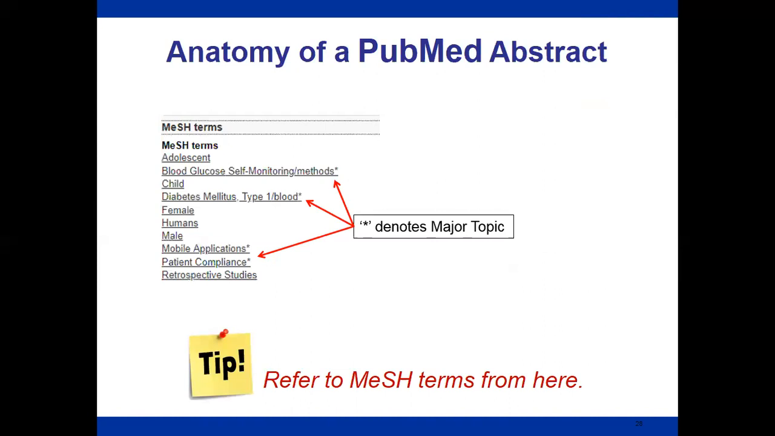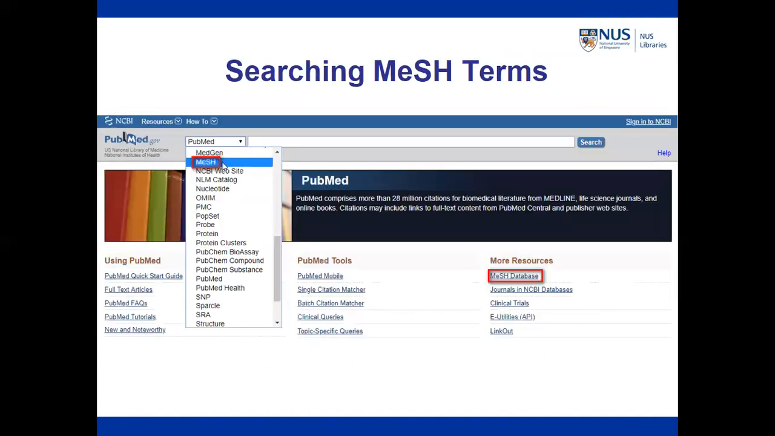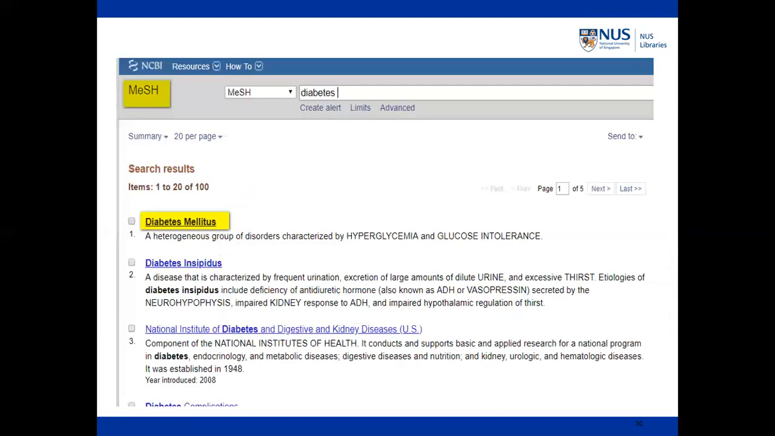I'm going to show you how to access the MeSH database to search for the MeSH terms. First, we start from the PubMed homepage. Click on the drop-down button to select MeSH. Another way to access the MeSH database is to click on the MeSH database under More Resources. Please take note that the logo on the top left will change from PubMed to MeSH after putting in the search terms and clicking on search.